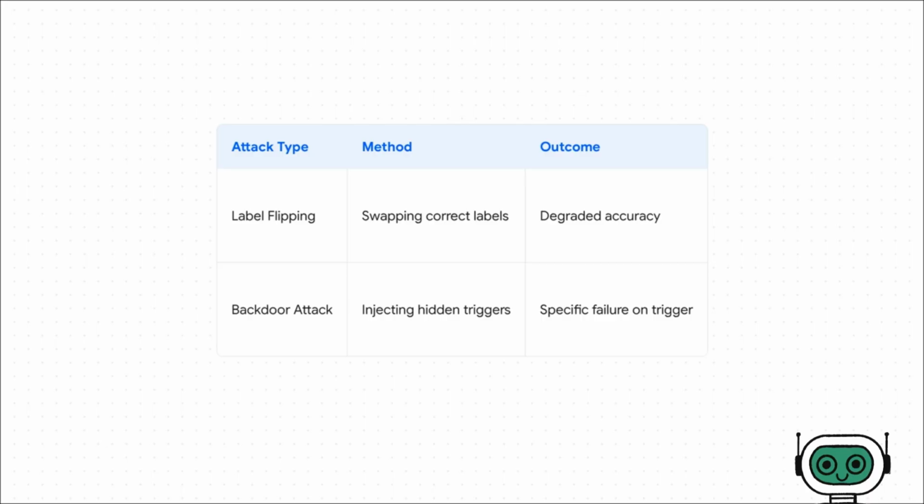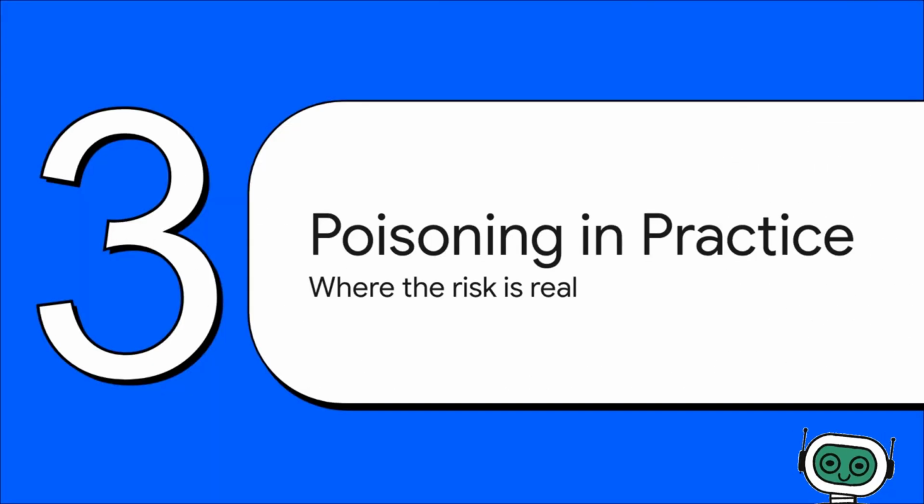Okay, so how do they actually pull this off? Let's look at two common methods. The first is called label flipping, and it's pretty much what it sounds like. An attacker takes an image of a cat and changes its label to dog. Do this enough times, and the model's accuracy starts to drop. The second method is a bit more sneaky, a backdoor attack. Here, the attacker injects a hidden trigger, maybe a specific word or a tiny visual pattern. The model learns that this trigger is associated with some malicious action, but this flaw stays completely dormant until that trigger appears.